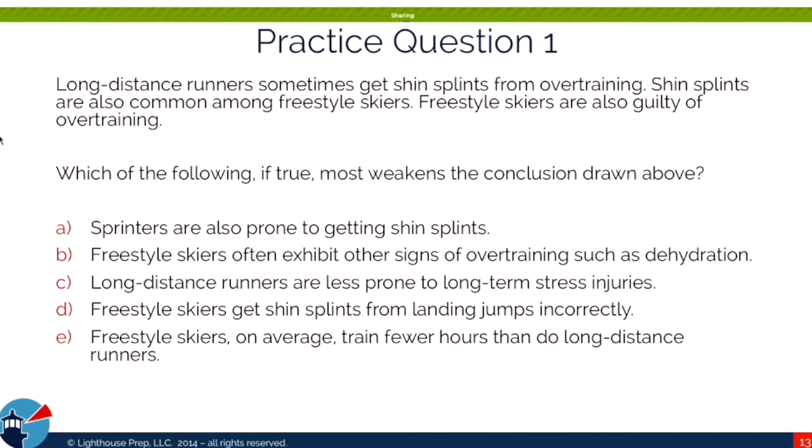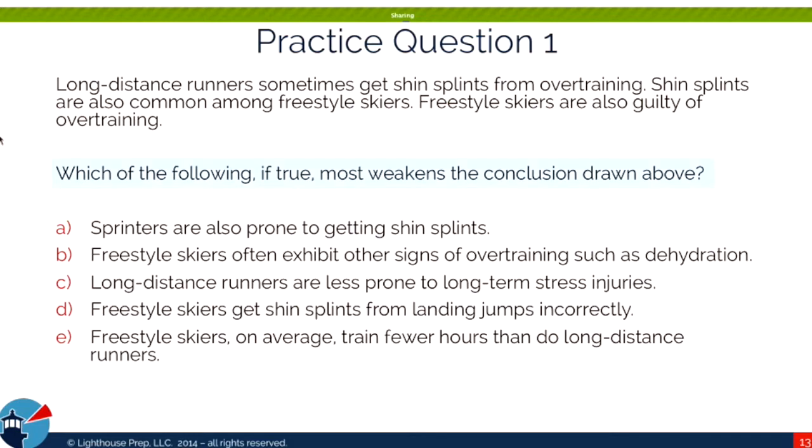Okay, so let's start with practice question one now. We're going to start with the question stem because remember, that's our path. We start with the question stem, then the passage, then identifying the conclusion, then eliminating the answers. So starting with the question stem: Which of the following, if true, most weakens the conclusion drawn above?